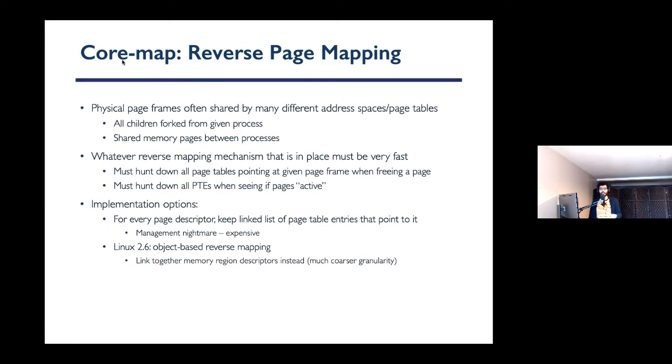Why is this important? The reason it's important is when you do this demand paging, when you evict a physical page back to the storage, you have to go and update your page tables. So you have to go to your page tables and say, okay, this translation is invalid from now on because I have evicted the physical page. So that's why you have to know which page table elements are affected by this eviction. And that's basically the core map, the reverse page mapping, which you have to actually implement.